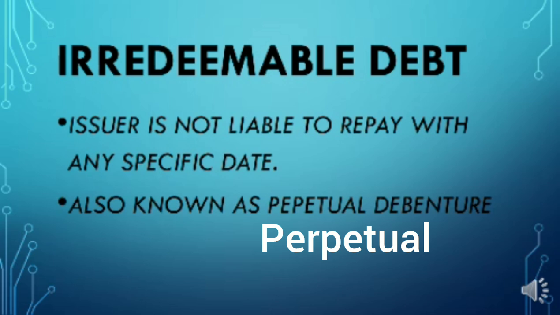For example, if a company has borrowed 10 lakh rupees from a debenture holder, the company would normally have to return it to the debenture holder, but it is not going to return it, as it is an irredeemable debt. It's going to pay interest for the borrowed money, but it's not going to return the borrowed money. That is called irredeemable debt.